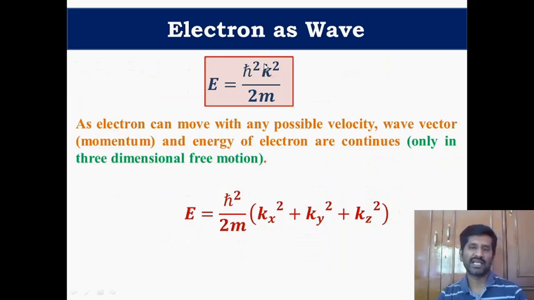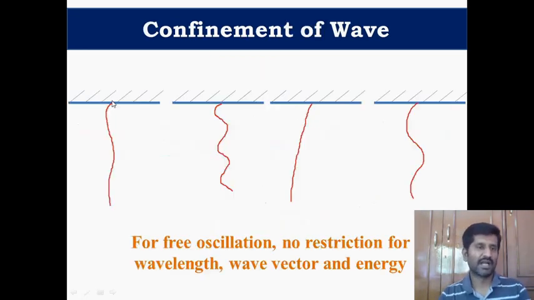As wave vector k is different in different directions, I am splitting k square into kx square plus ky square plus kz square. So the energy of the electron E becomes h cross square by 2m into kx square plus ky square plus kz square. As a free electron is treated as a wave in quantum mechanics, we can apply the theories and laws of wave mechanics to the electron wave also.